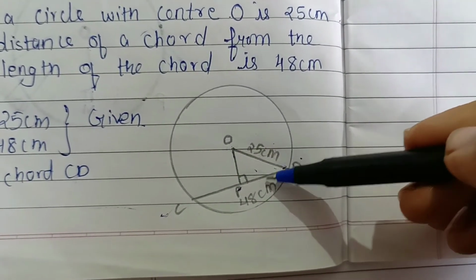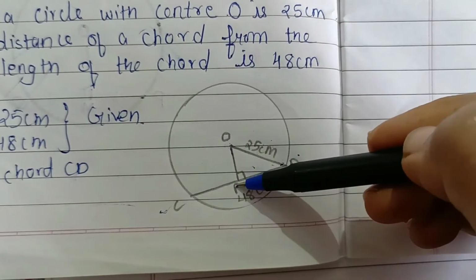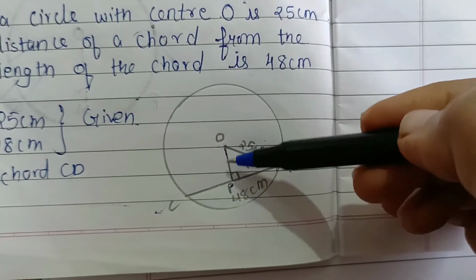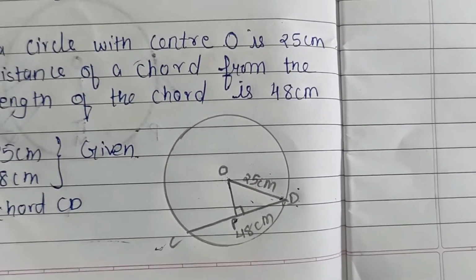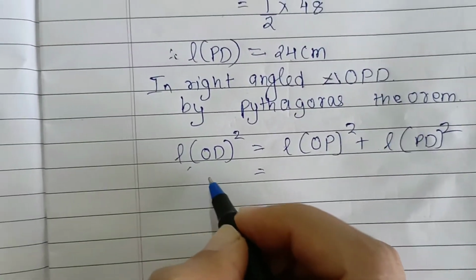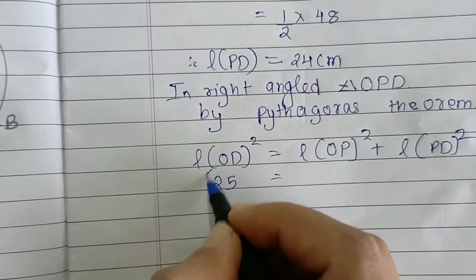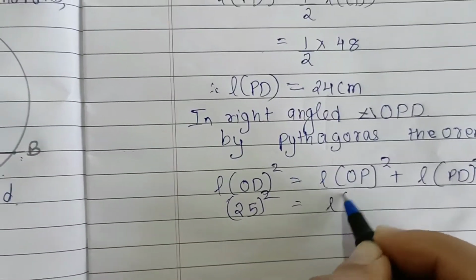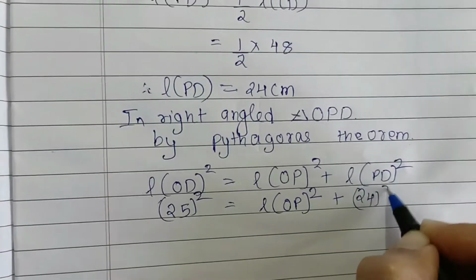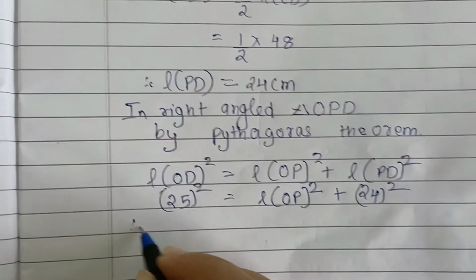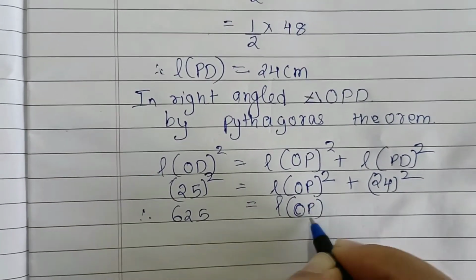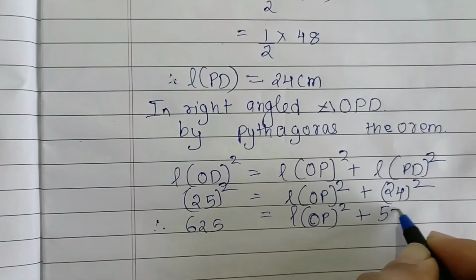Now we have this both information, that is OD as 25 centimeter and PD as 24 centimeter. So using this we'll get the length of this segment OP. That means the distance of the chord from the center. OD, that means hypotenuse, side opposite to 90 degree. So over here it's 25. OP is not given, that is what we have to find out. PD is given, that is 24. We'll find the square of this 25. The square of 25 is 625. Length OP, again we don't know what is the length of OP. And the square of 24 is 576.